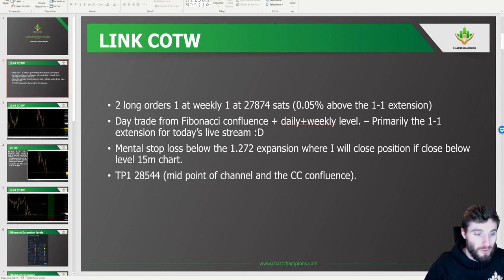Mental stop below the 1272. This is what I do when I'm day trading, so this is definitely a day trading setup. I'm looking at the 1272 as a region of invalidation. If we start closing below that on a 15-minute time frame, or 5-minute if there's high volume, I'll close out on the 5-minute. But primarily a 15-minute close below invalidates my setup, and that's where I'd look to close out of it.